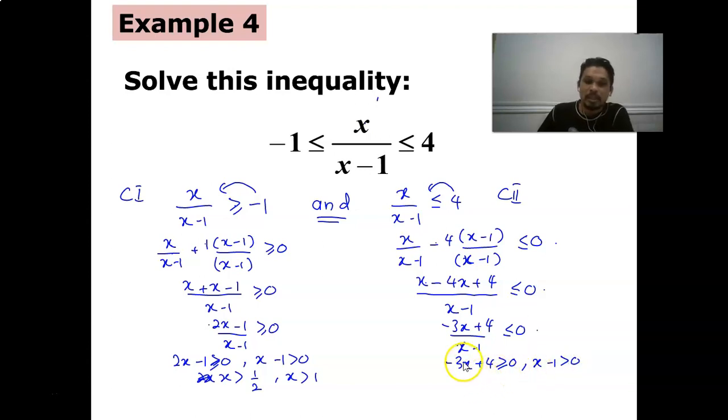Then negative 4 brought here becomes positive 4, and positive 4 brought here becomes negative 4. Negative 4 divided by negative 3, the direction changes. So you come out with x less than or equal to 4 over 3, and x greater than 1. I think we need to move to the other slide. X greater than half, x greater than 1.